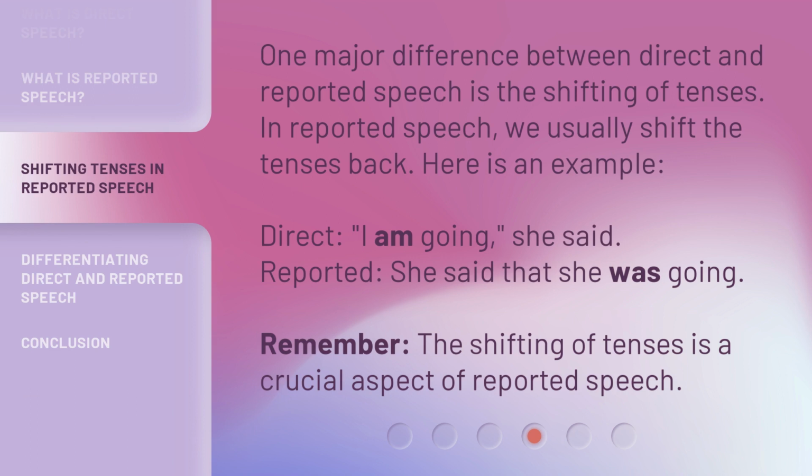One major difference between direct and reported speech is the shifting of tenses. In reported speech, we usually shift the tenses back. Here is an example. Direct: "I am going," she said. Reported: "She said that she was going." Remember, the shifting of tenses is a crucial aspect of reported speech.